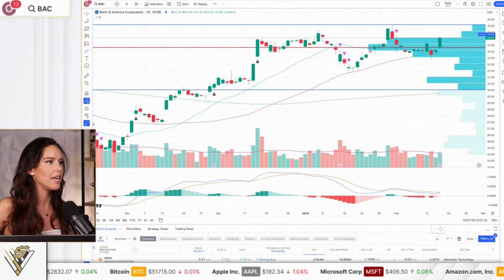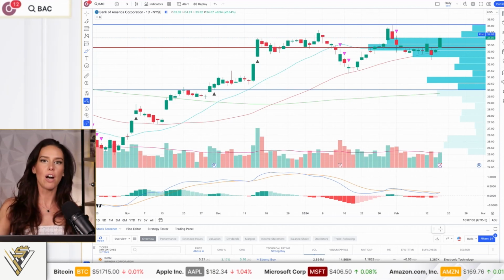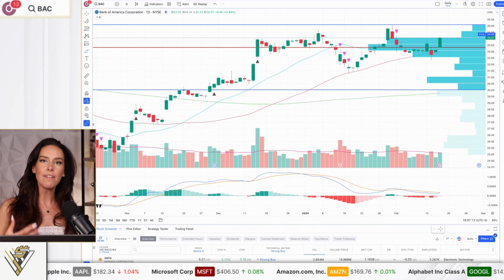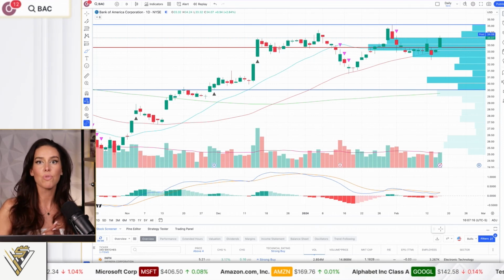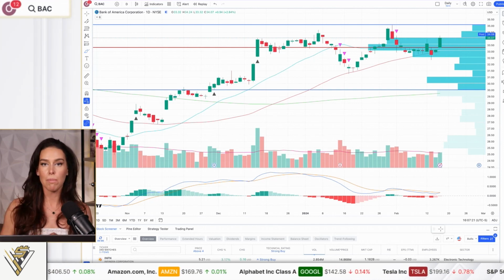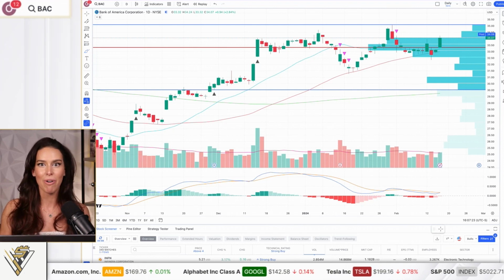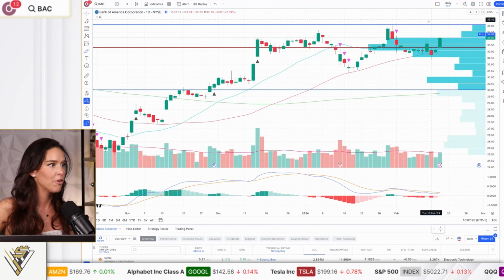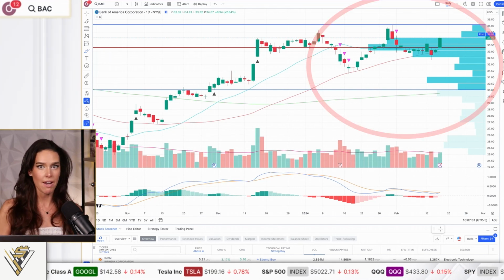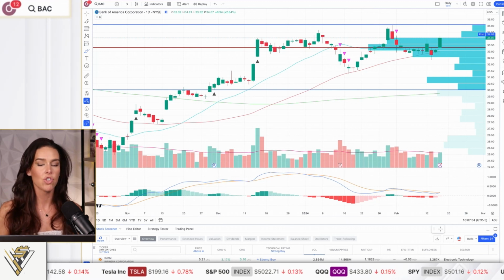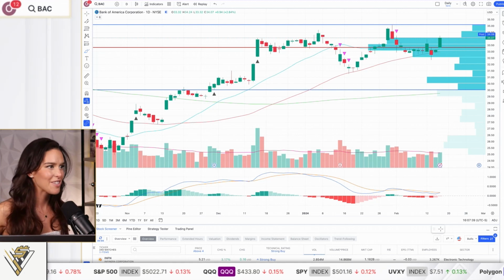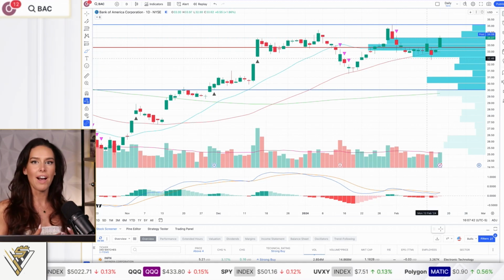So essentially, we are looking for a shelf, a confluence area of support. And what that gives us is the path of least resistance to the upside. So what you need to do this trade is, number one, you need to have the volume profile on your screens. You can see my volume profile is right on the right side here. You also need your 200-day moving average, your 50-day moving average, and your 21-day moving average, the holy trinity of averages.